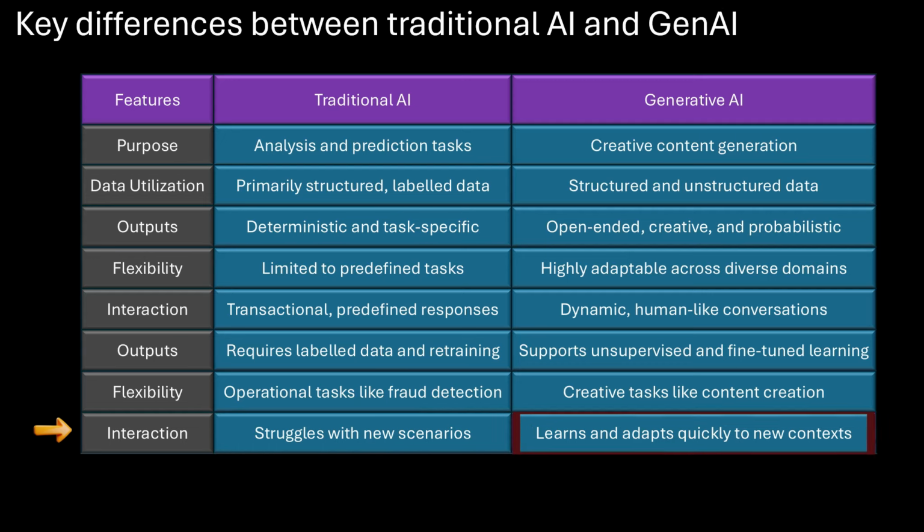On the other hand, generative AI adapts seamlessly to new contexts by learning from ongoing interactions or minimal fine-tuning. Its generalized approach allows it to respond dynamically to evolving requirements. For example, generative AI can adjust its output style to suit different audiences, such as technical professionals or casual readers.